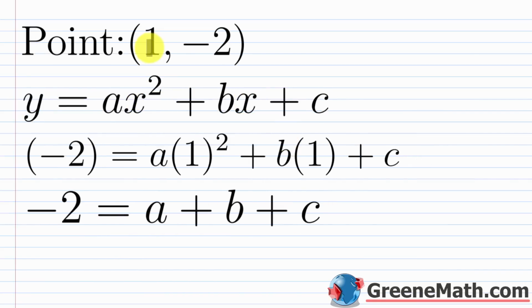So the third point you're given is 1 comma negative 2. Again, this is the x value, so that's going right here and right here. So that corresponds to being right there and right there. Then for the y value, that's negative 2. That's going right there and then right there. So this gives us negative 2 is equal to a plus b plus c.